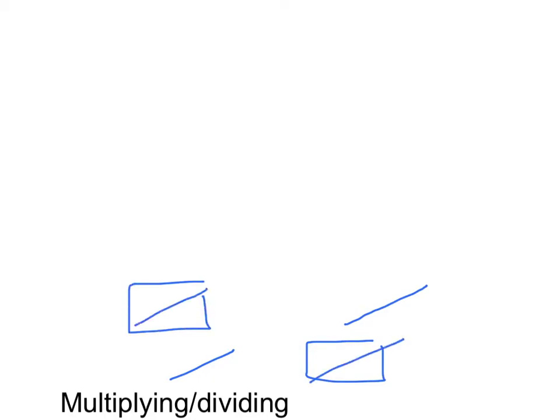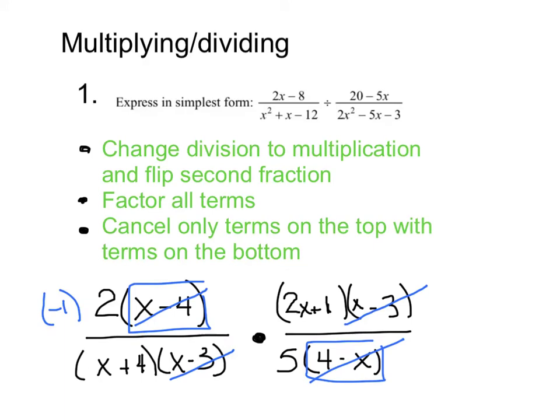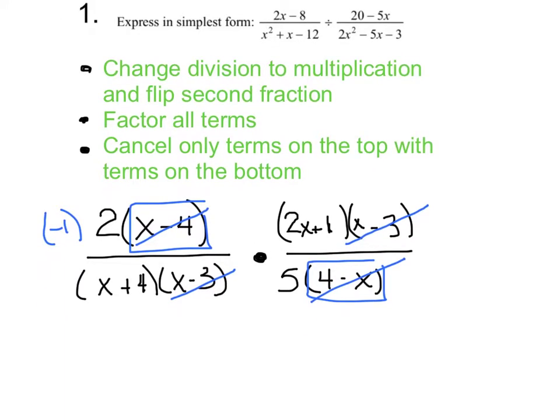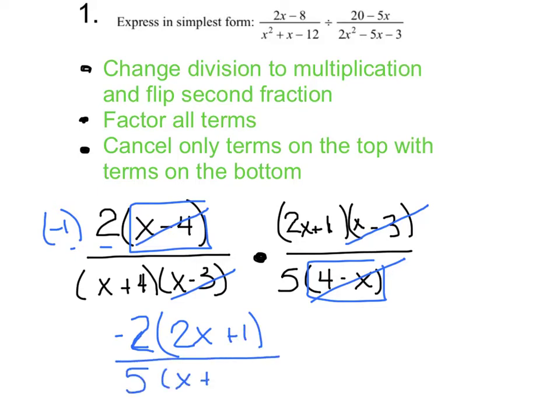And I'm going to cancel my x minus 3's. And let's see, the only other thing I'm going to cancel is my 4 minus x and my x minus 4. But notice that they're opposites and they actually cancel to a -1. And I'm always going to put that negative on the top. And really, I don't have anything left to cancel, so I'm just going to multiply what I have on top. So this -1 times 2 gets me a -2, times the 2x plus 1, all over, I have a 5 times the x plus 4.